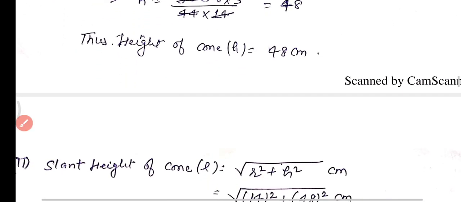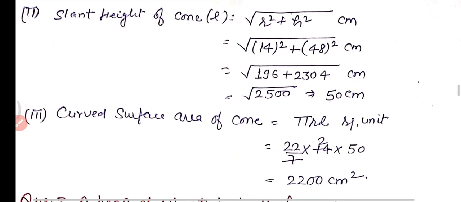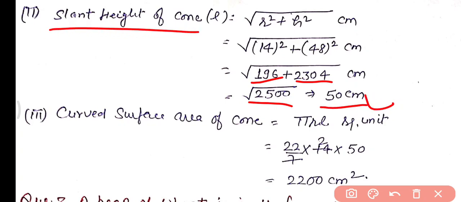So now proceed for the slant height of the cone. So slant height of the cone is L equals under the root r square plus h square. So this will be under the root, r square we have 14 square and h square is 48 square. So 14 square becomes 196 and 48 square will be 2304. So after adding you will get 2500, and square root of 2500 will be 50. So slant height of the cone is 50 centimeter.